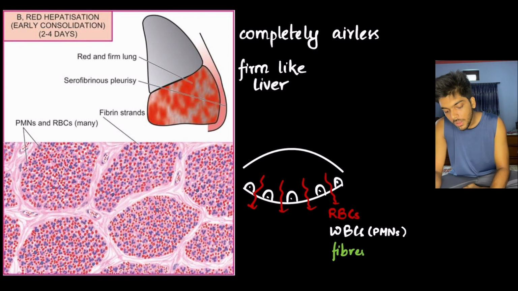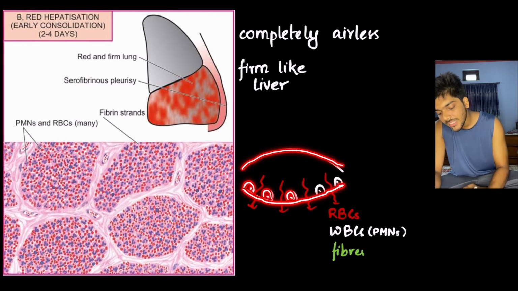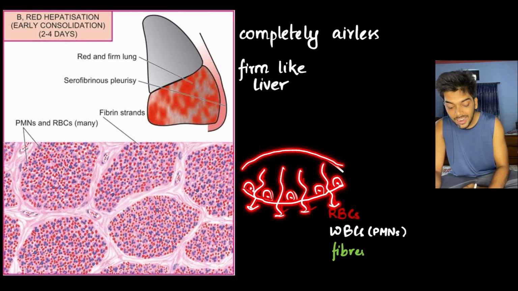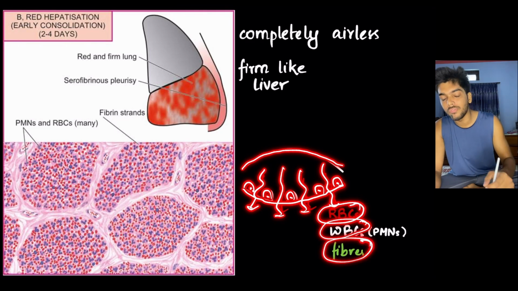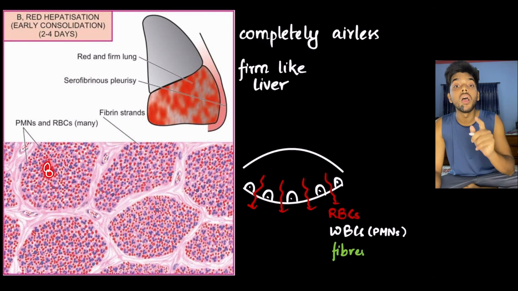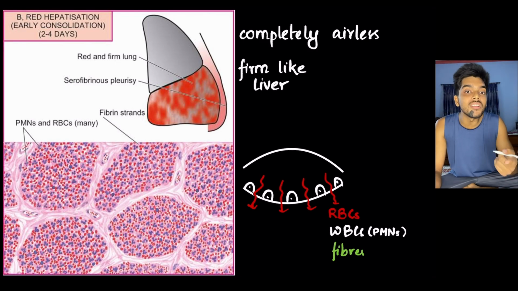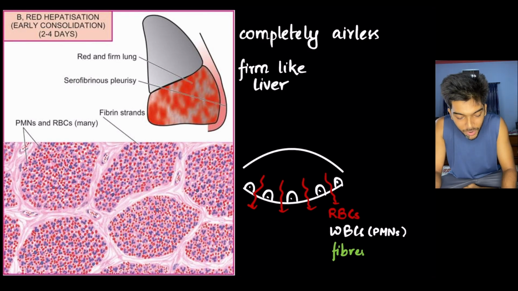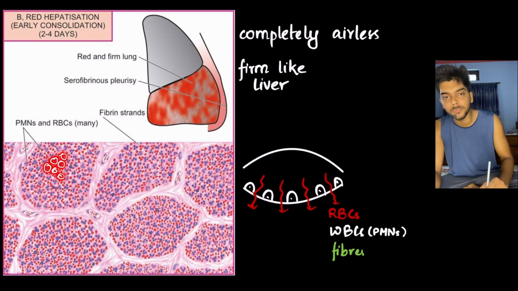Okay, now after dilation, after hydrostatic pressure increase, there is increase in permeability. Due to increase in permeability, now not just the fluid comes out, now cells also come out. The cells include red blood cells, white blood cells, as well as fibers that come out from within the blood vessel. You can see white blood cells, red blood cells. Which white blood cells come out first? Neutrophils, or the polymorphonuclear cells. So you can see all the polymorphonuclear cells right here.